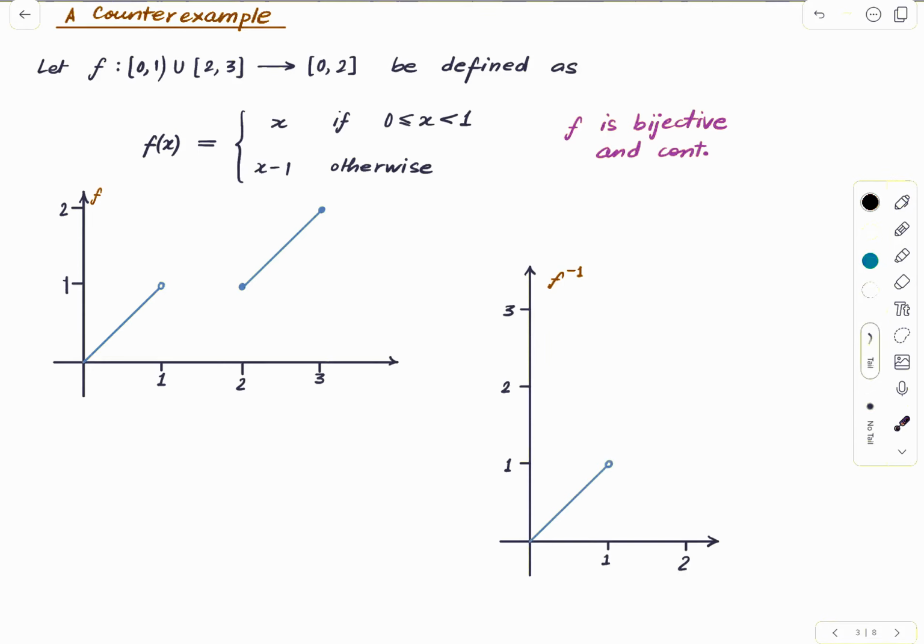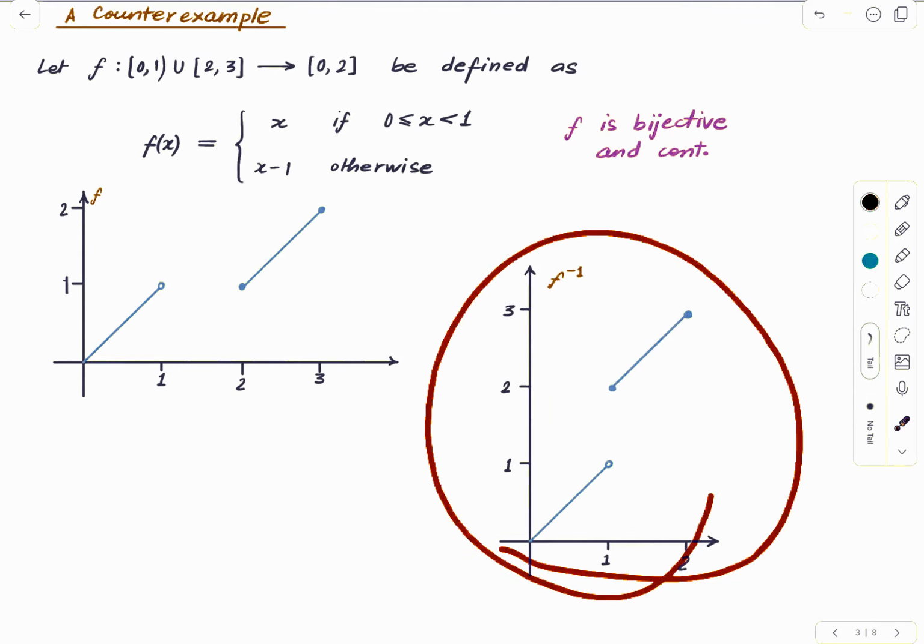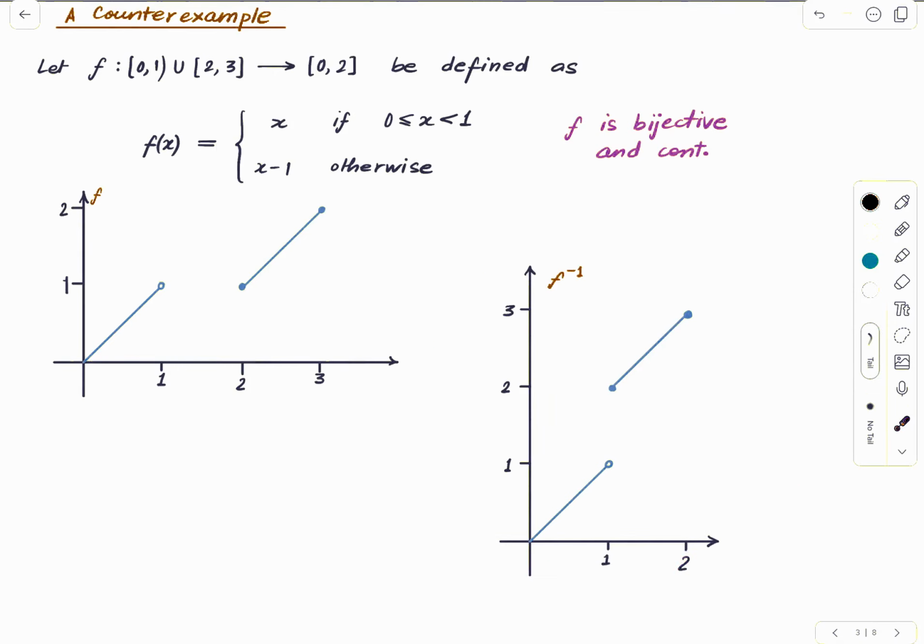And when I'm choosing the point 1, I get 2 as the image. So the inverse image of 1 is 2. And as I choose points higher than 1, I get these values, so they will map to that. I can only hope that the figure is accurate. So we see that this is the graph of the inverse, and clearly this is not a continuous function.